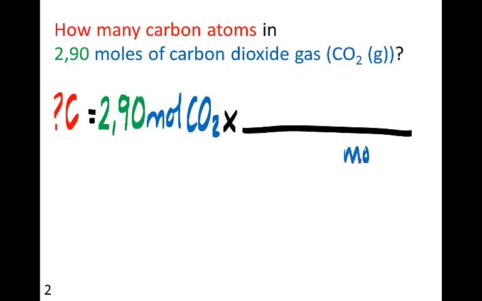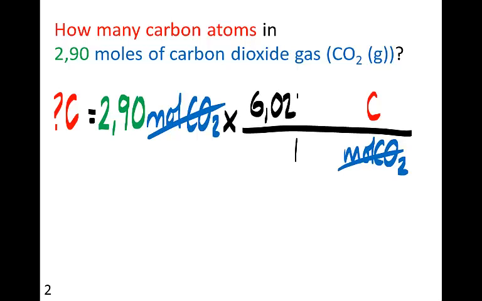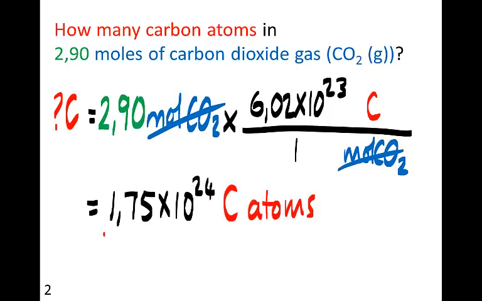So we need mole of carbon dioxide at the bottom to cancel away the given unit. We need carbon atoms at the top, and we know that 1 mole of carbon dioxide contains inside it 1 mole of carbon atoms. That 1 mole of carbon atoms is 6.02 times 10 to the power 23 carbon atoms. We do the calculation, we get the answer 1.75 times 10 to the power 24 carbon atoms.